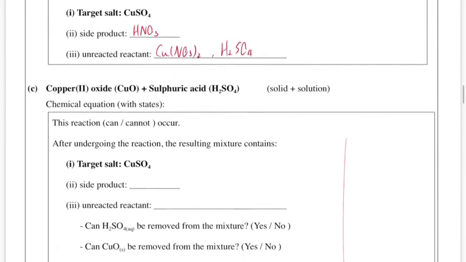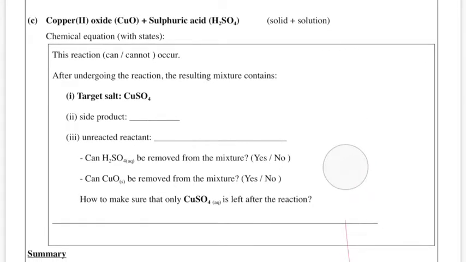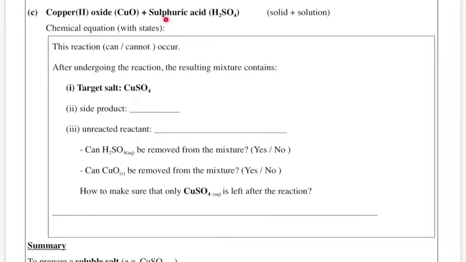And then take a look at the third combination. For this one, we have copper 2 oxide together with sulfuric acid. Copper 2 oxide is in solid state, sulfuric acid is in aqueous state. Is there any reaction between these two? This reaction we have learned before, they would have a chemical reaction. And after undergoing the reaction, the resulting mixture should contain, again, the side product water, and the unreacted reactant would be sulfuric acid and copper 2 oxide.